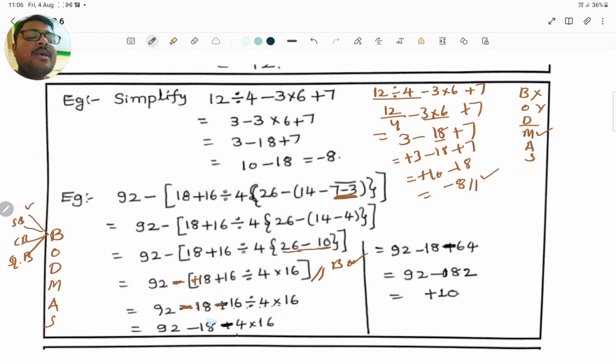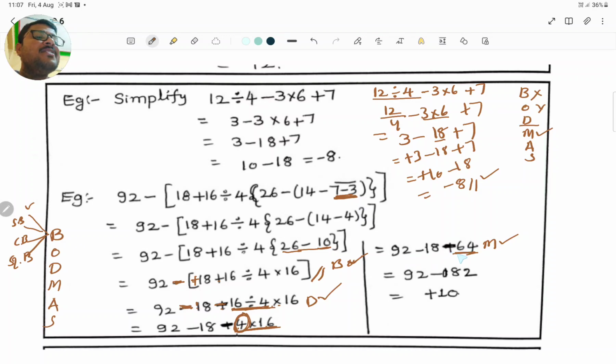Brackets over. Next I am considering the division rule. There is no of. Here division is there. 16 divided by 4 is nothing but how much? 4. Division also completed. What's remaining? Multiplication remaining. 4 into 16, how much will you get? 64. Multiplication also over.